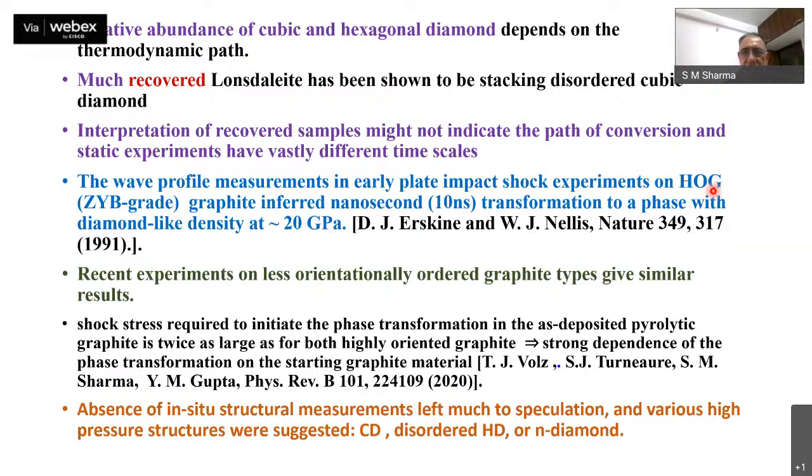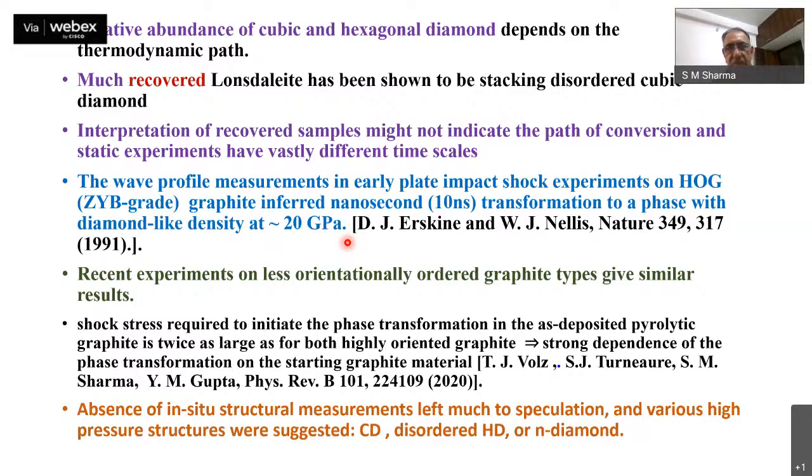This created a lot of excitement. It was done at Lawrence Livermore, the group of Bill Dallas, and it appeared in 1991 in Nature. It created a lot of excitement. But the other experiment, into which the pyrolytic graphite was taken, showed a lot of frustration in terms of transformation to the denser phase. So there were all kinds of speculation.